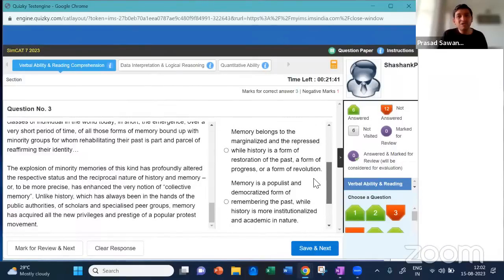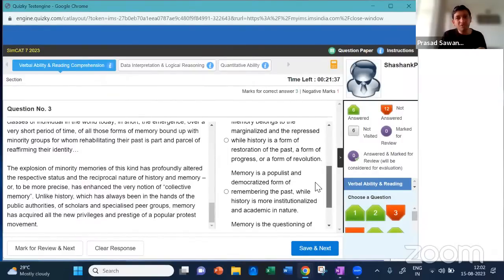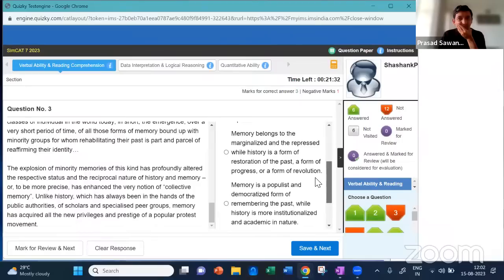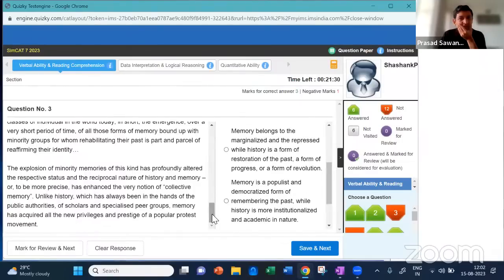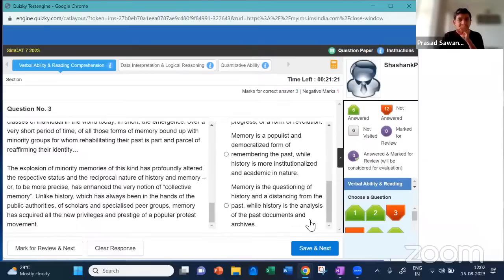Okay. Memory belongs to the marginalized and the repressed, while history is a form of restoration of the past, a form of progress, or a form of revolution. Okay. It does not belong to the marginalized and repressed. It belongs to everyone, right? So the last paragraph focuses only on minority, but it belongs to everyone, more or less. Memory is a populist and democratized form of remembering the past, while history is more institutionalized and academic in nature. I like the third one. We are not taking sides here, but I like this one. It's a more democratized form.